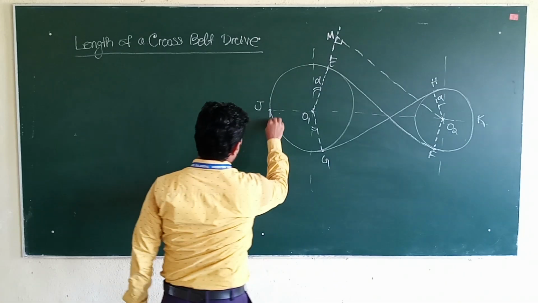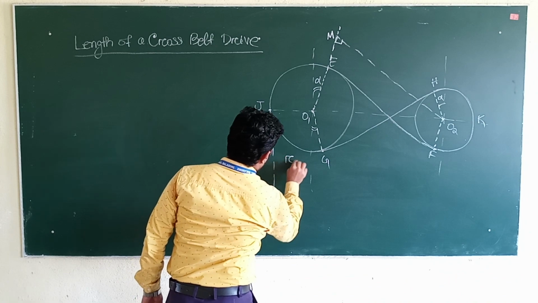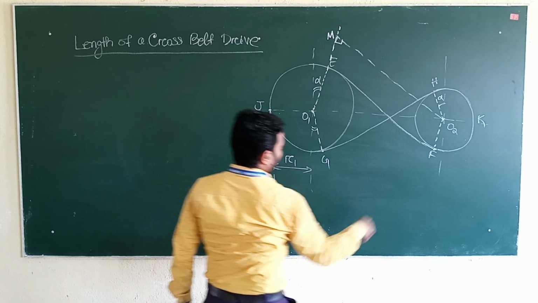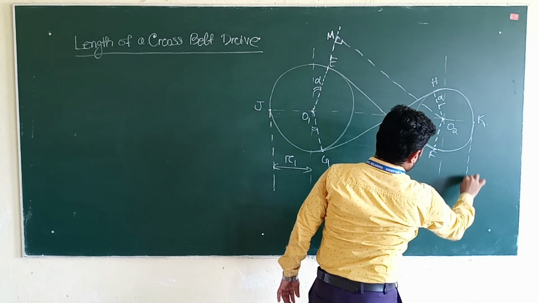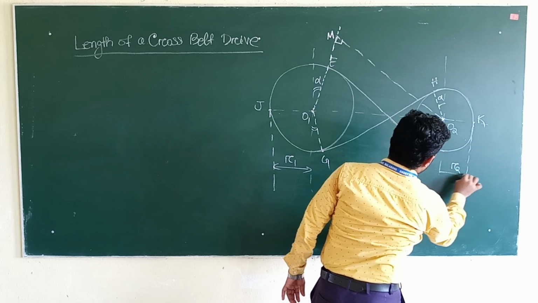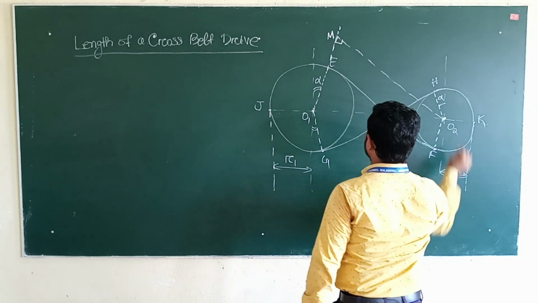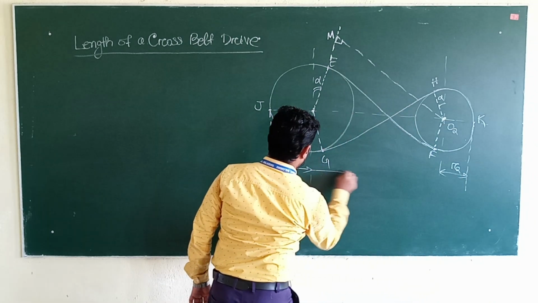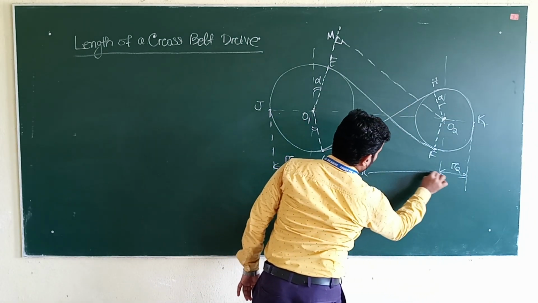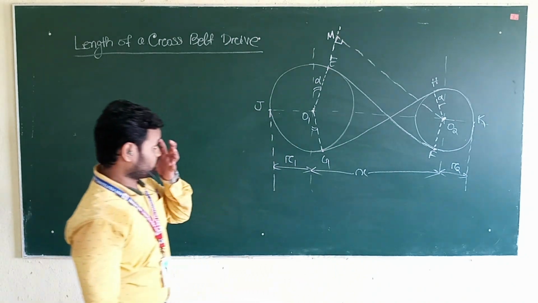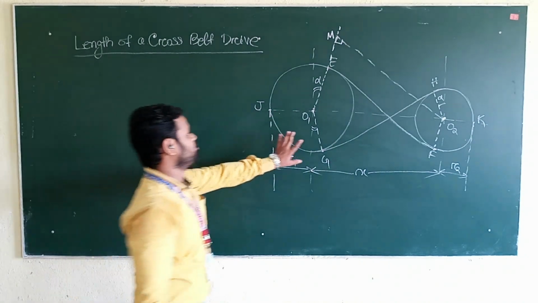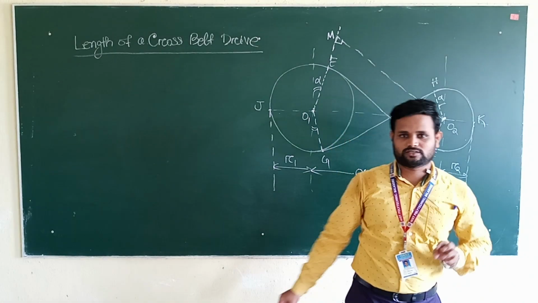The radius of the larger pulley is R1, the radius of the smaller pulley is R2, and the center distance between the larger pulley and smaller pulley is small x. This one. Clear? These are the cross belt drive notations.